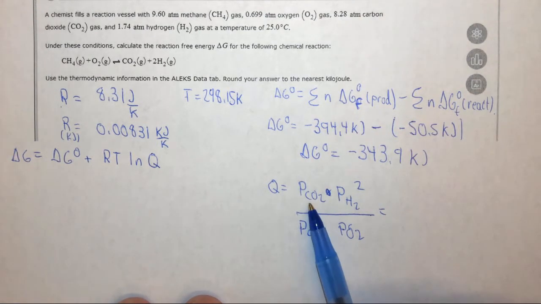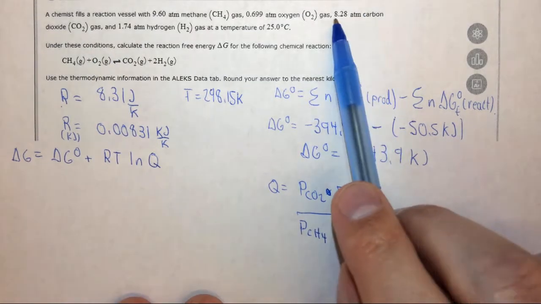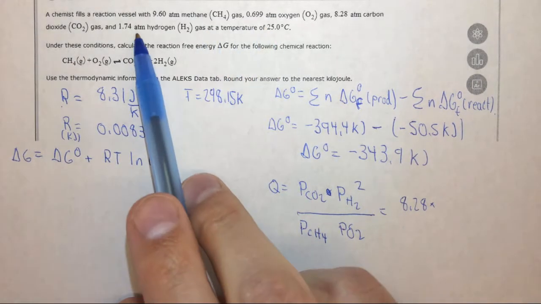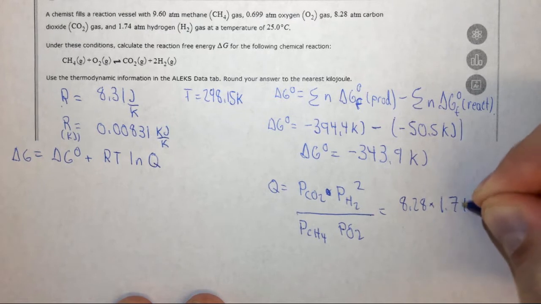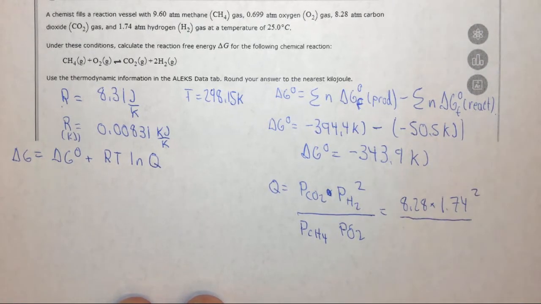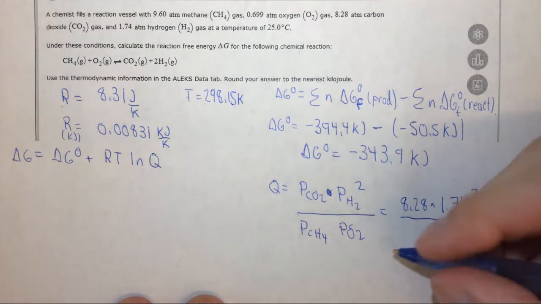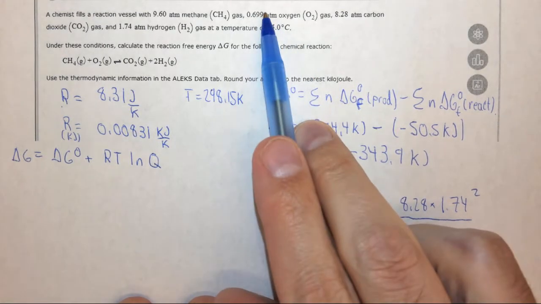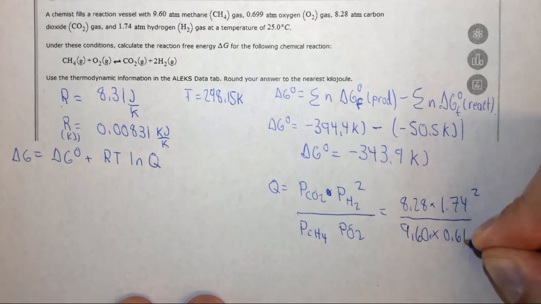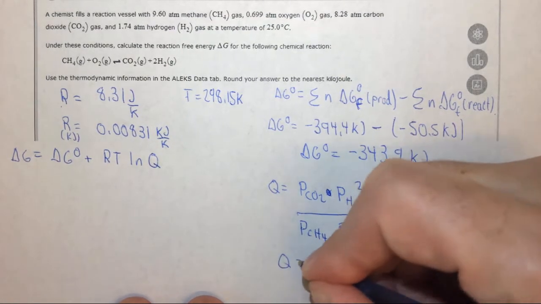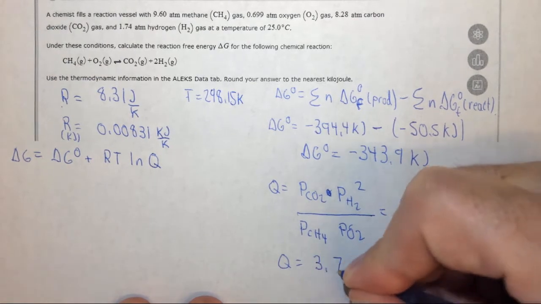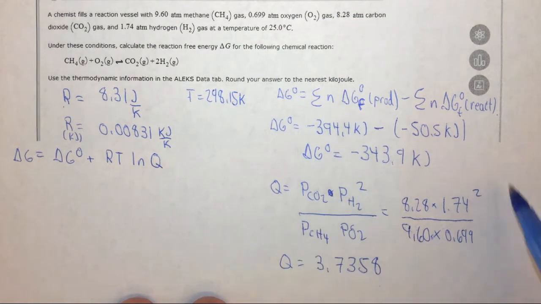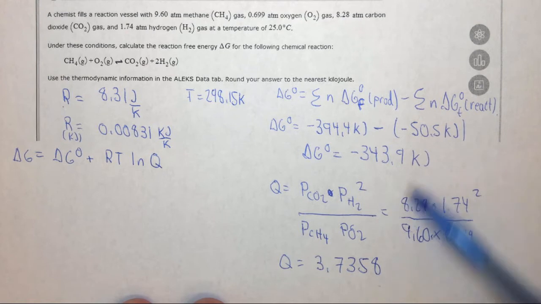So here, the first one is CO2. We find its pressure up here, which is 8.28, times hydrogen. We find it up here, which is 1.74. Since there are 2 hydrogens, we need to square that. Divided by CH4, which is 9.6, times O2, which is 0.699. When you plug those all in, you find that Q equals 3.7358. And I'm not going to worry about sig figs because this is round your answer to the nearest kilojoule. So this is basically the value of Q when we solve this problem.